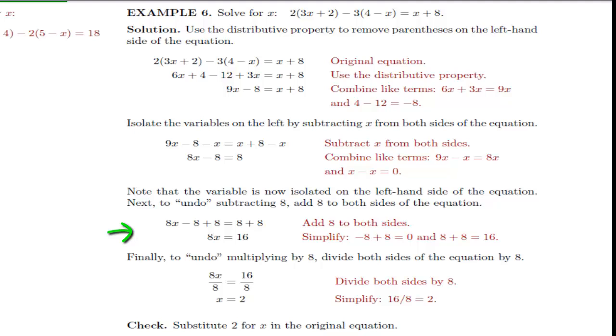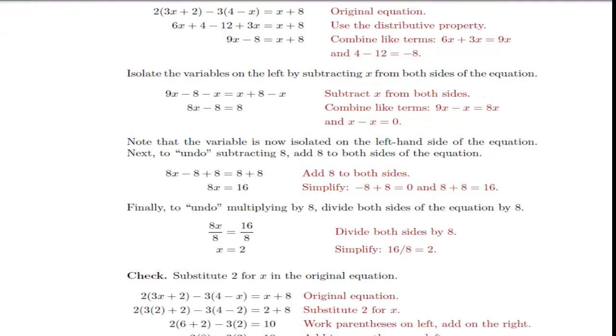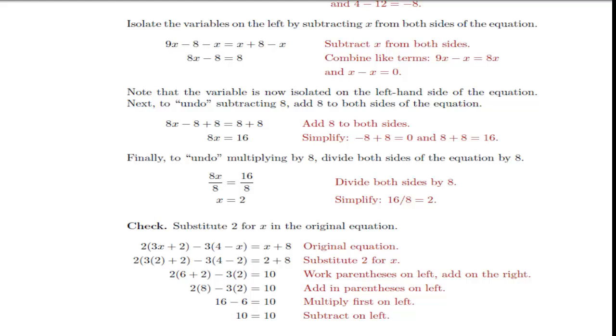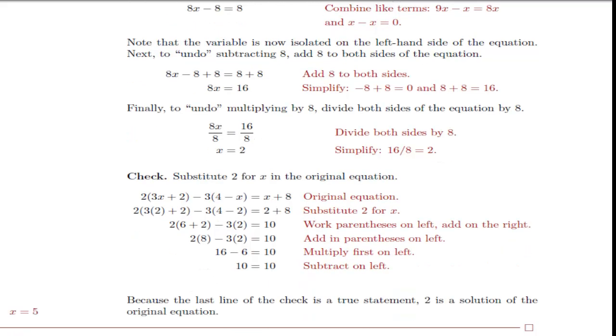To undo subtracting 8, we'll add 8 to both sides of the equation. So we get 8x minus 8 plus 8 on the left-hand side, which equals 8x. And on the right-hand side, we get 8 plus 8, which equals 16. Finally, to undo multiplying by 8, we'll divide both sides of the equation by 8. So on the left-hand side, we have 8x divided by 8 is x. And 16 on the right-hand side divided by 8 is 2. So x equals 2.